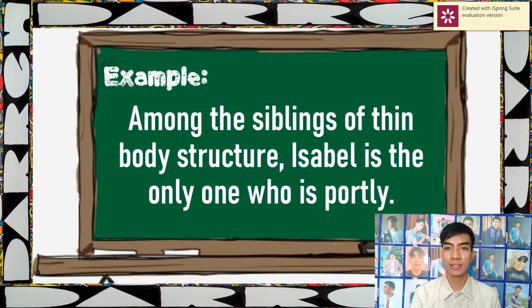Let's have this example. Among the siblings of thin body structure, Isabel is the only one who is portly. The unfamiliar term is the word portly. Let's analyze the sentence. It tells us that all the siblings are thin except Isabel. Again, except, which means Isabel is an opposite or an exemption. Thus, we could now identify the meaning of the unfamiliar term. Portly means fat or plump.